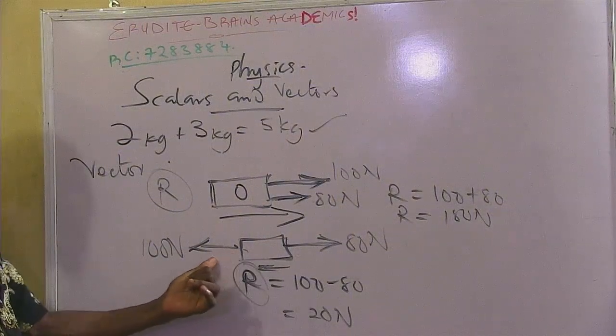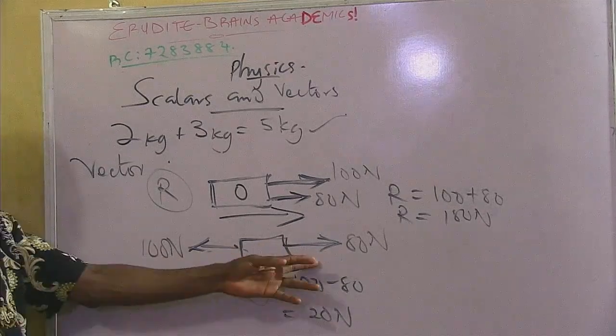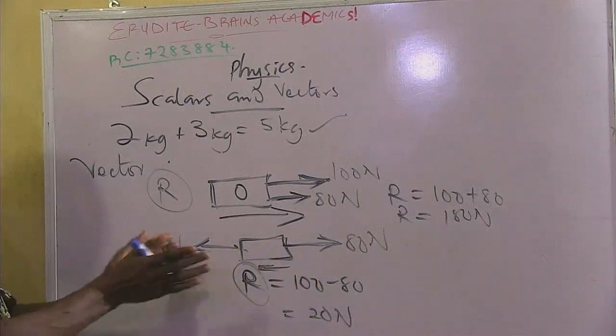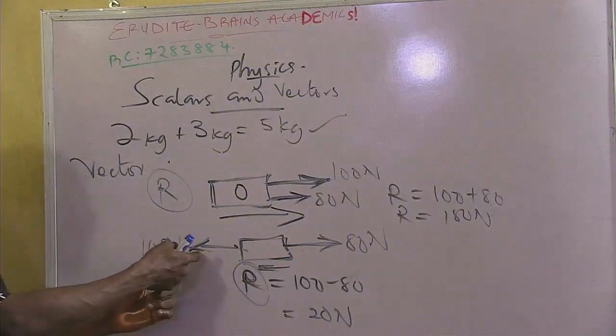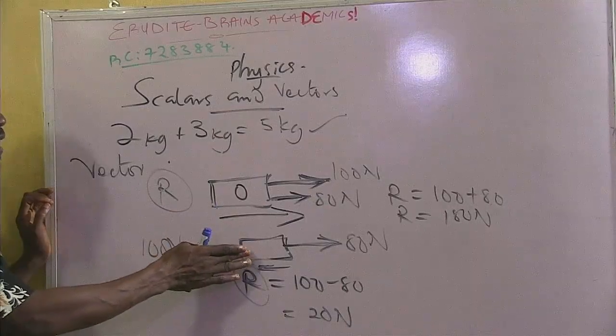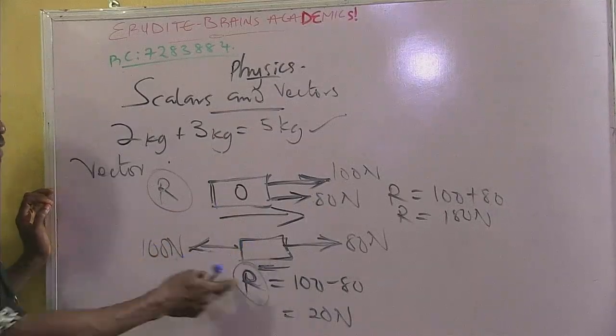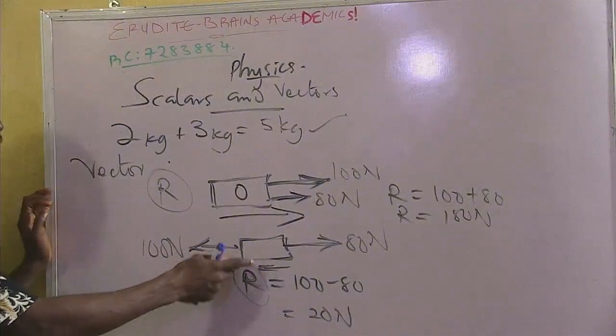This one is a force on its own, but because there's an opposing force, you have to subtract. They are going to be in different directions, so you have to subtract. This one is trying to pull this one back, but this one has more force than that one. So what this body is going to be experiencing as a force that will pull it is 20 Newton. So the force that is going to pull this object, like I said, is going to be 20 Newton.